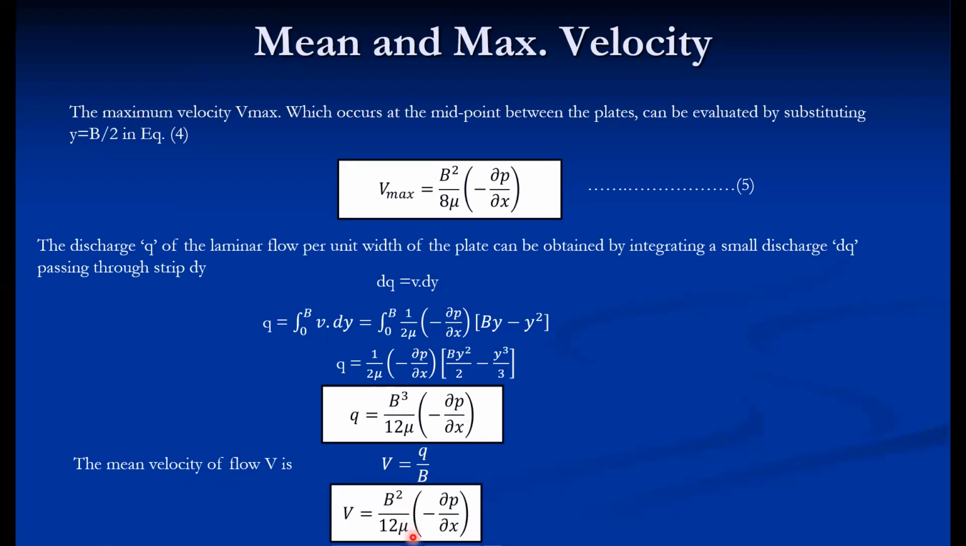That is b square upon 12 mu bracket minus dp by dx. So this is the mean velocity. So mean and maximum velocity, like in the previous case also, we have obtained.